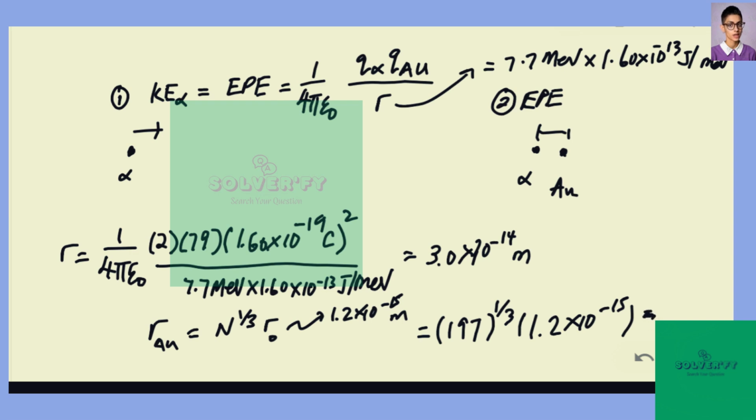And we take the ratio of the distance of closest approach over the radius of our gold nuclide, and we should get about 4.2. So the distance between the alpha particle and the gold nuclei at the closest point is about 4.2 times the size of the gold nucleus.